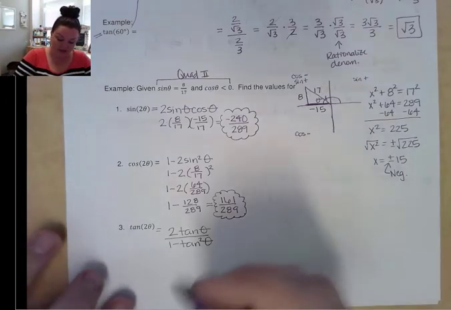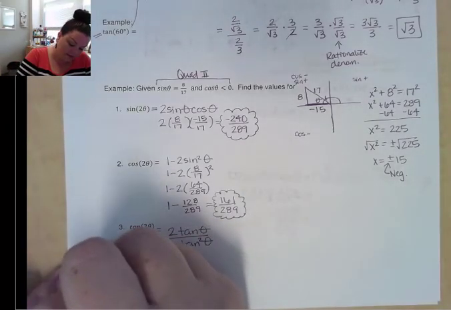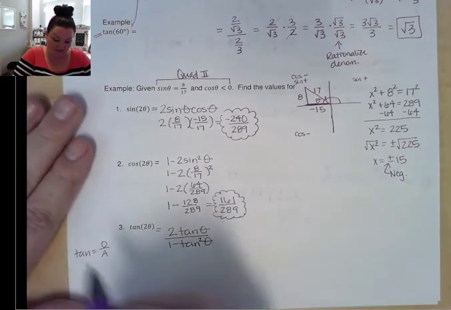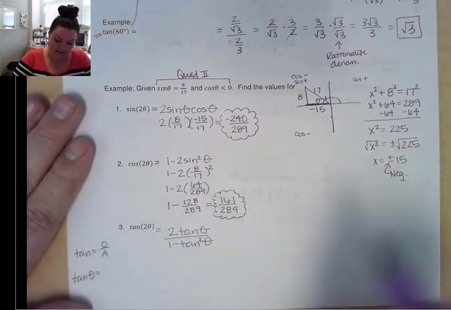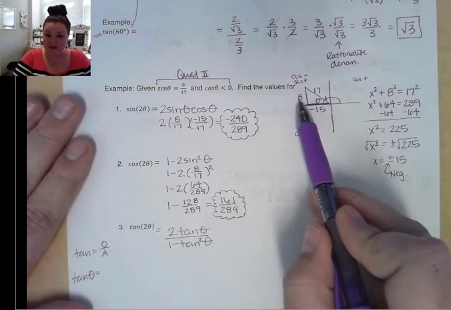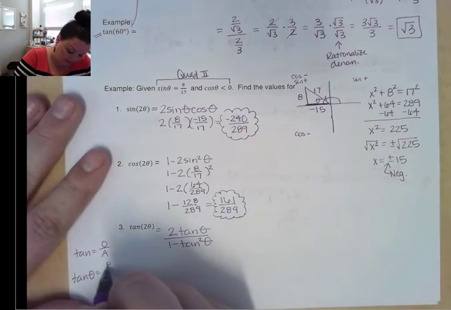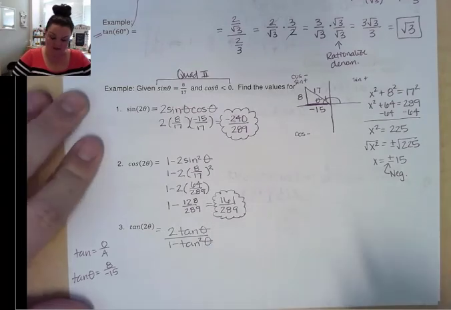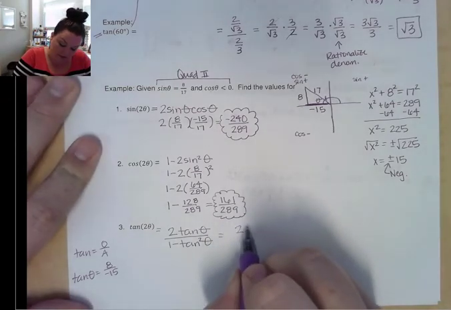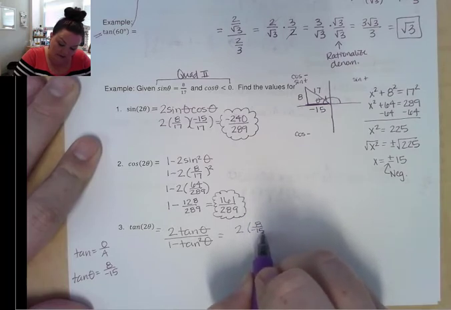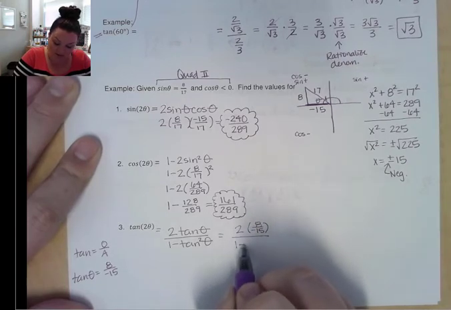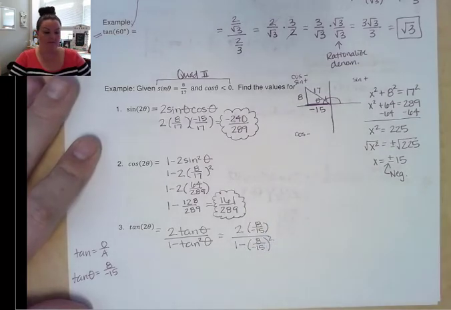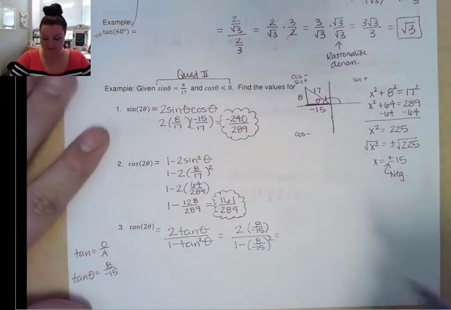If you remember, tangent is opposite over adjacent. So for this specific triangle, tangent theta is going to be the opposite, which is 8, over the adjacent, which is negative 15. 8 over negative 15. So that's what I'm going to plug in here for my tangent values. Okay, so that means I have 2 times 8 over negative 15 on top, and on bottom I have 1 minus 8 over negative 15 squared. Okay, and then I can do my simplifying.